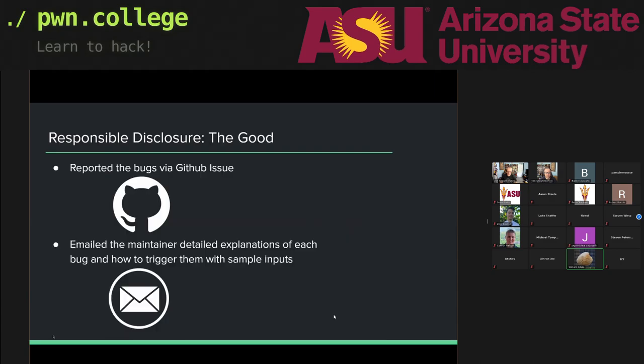So, the good. We obviously decided to be responsible in our disclosure. We opened up a GitHub issue with the project and let them know that we had found several possibly security critical bugs within their emulator. Upon opening this issue, the maintainer emailed us and asked for sample inputs and explanations of the bugs. We were happy to provide all that, so we gave very detailed inputs as well as explanations of where the bugs were, in hopes of helping them resolve them in the project. And this is a result of our deep triaging process.